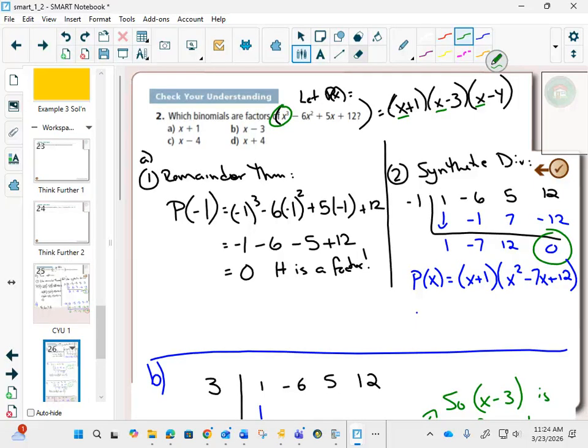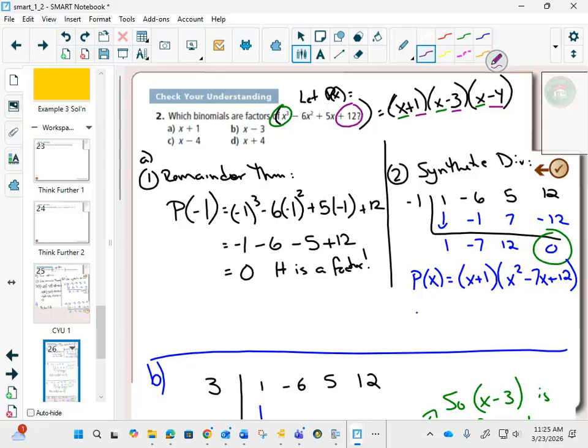More importantly, check out the last numbers. If something factors beautifully, like this one factored perfectly, my last numbers, 1, -3, and -4, do you see that they make plus 12? Okay? This is going to be extremely important because you can answer the following questions now really quickly without having to do remainder theorem or synthetic division.